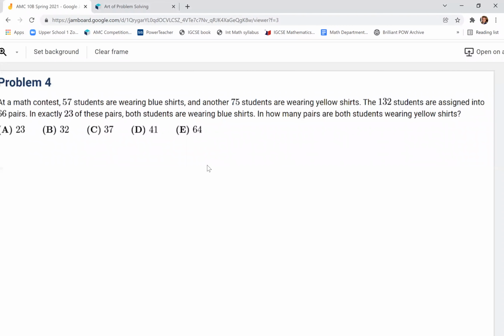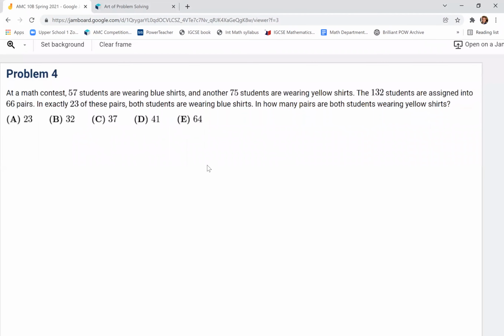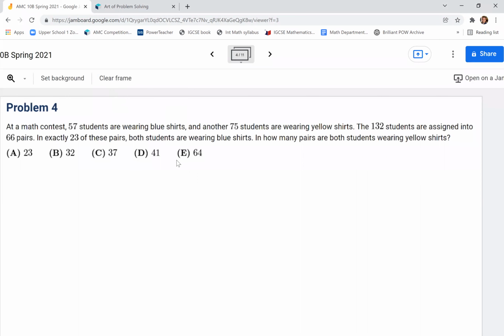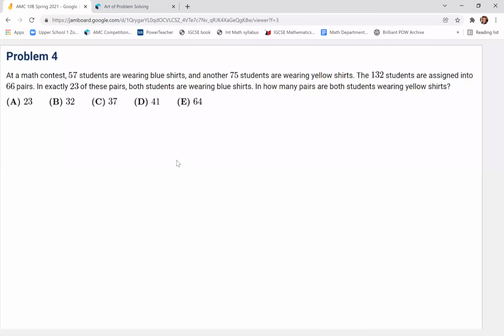At a math contest, 57 students are wearing blue shirts and another 75 students are wearing yellow shirts. The 132 students are assigned into 66 pairs, and in exactly 23 of these pairs, both students are wearing blue shirts. And how many pairs are both students wearing yellow shirts? Well, 23 pairs is 46 students, right? So we have 46 students out of the 57 who are wearing blue. So that means we have 11 more blue shirts left over, and we have 75 yellow shirts left over.